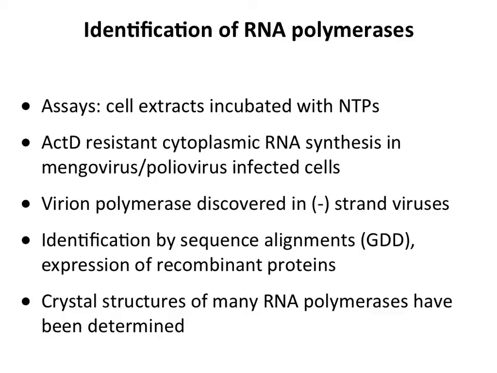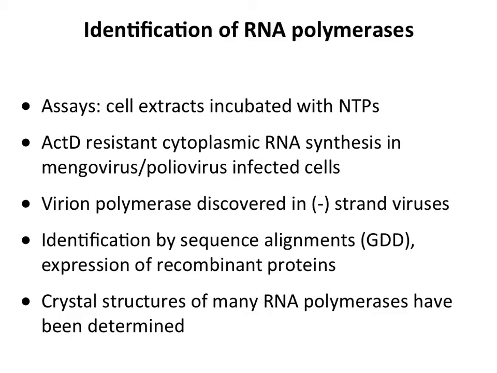So in the negative strand viruses, I think VSV was one of the first to have a polymerase discovered in the particle. And they had an enzyme there that had this activity of making RNA from viral RNA. More recently, when we have been able to sequence genomes and look at the sequence, we translate the nucleotide sequence into protein, we can actually predict which one is going to be an enzyme.